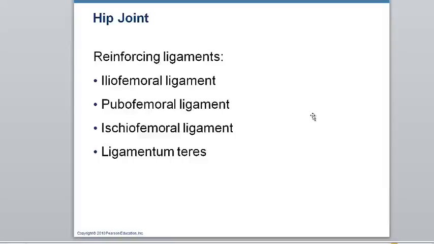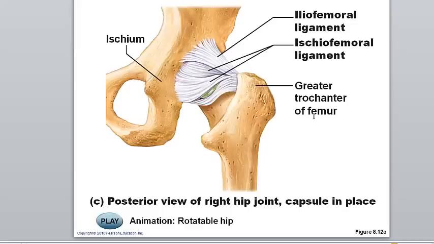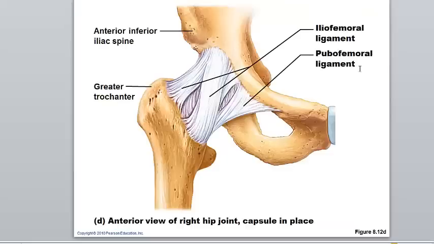So it'll be your iliofemoral ligament, pubofemoral ligament, ischiofemoral ligament, and from the head of the femur to the acetabulum, which is the ligamentum teres, which we just talked about. In this picture, you can see your iliofemoral ligament and ischiofemoral ligament over here and over here. In the next picture, you will see all the others: your iliofemoral as well as the pubofemoral ligament. These are all the ligaments that reinforce your hip joint.